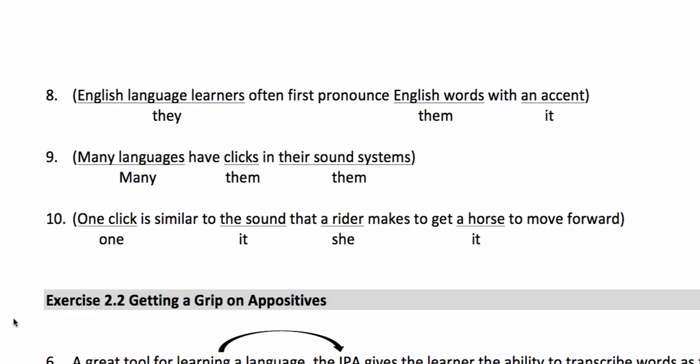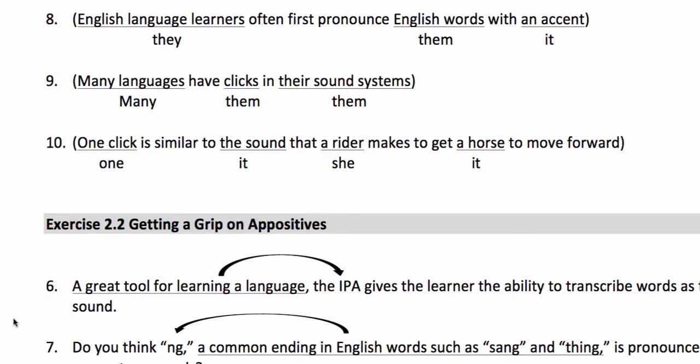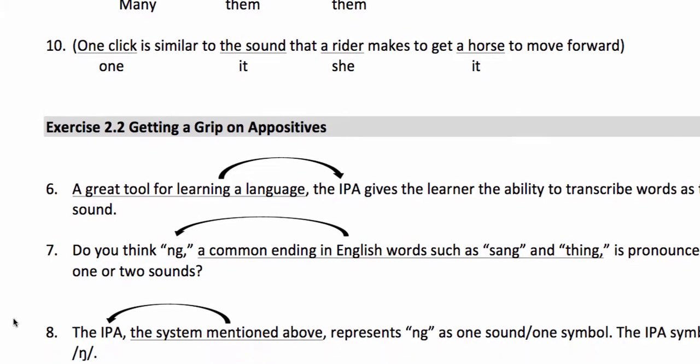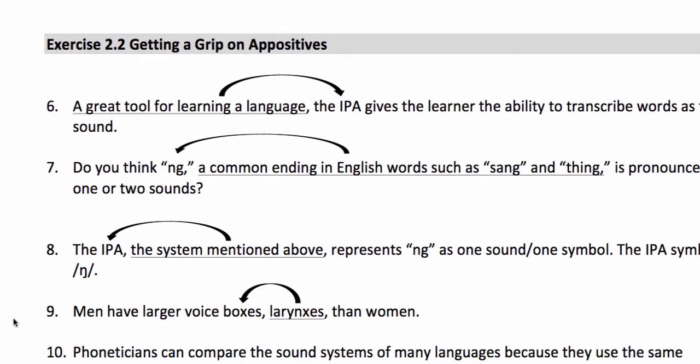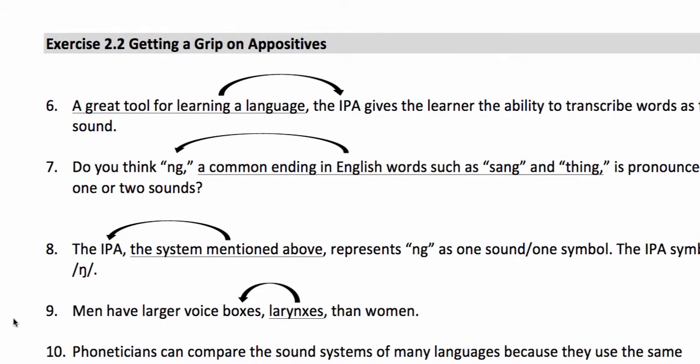Number 10, it is similar to it, that it. Again, we can see the 4 pronoun substitutions possible in number 10, showing us that there are 4 noun phrases in that item. Recall with appositives in 2.2 that appositives rename, or give additional information about, the noun.